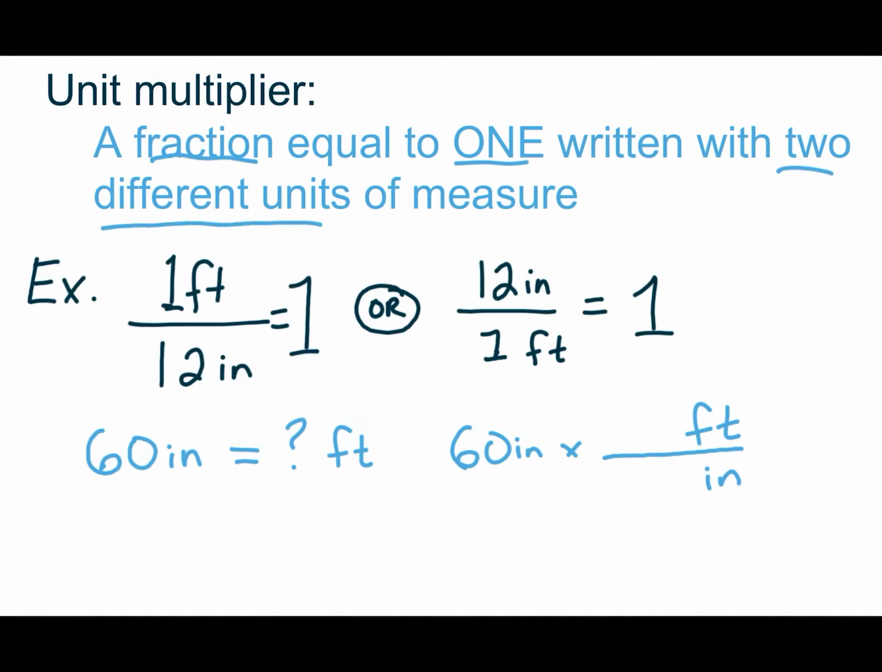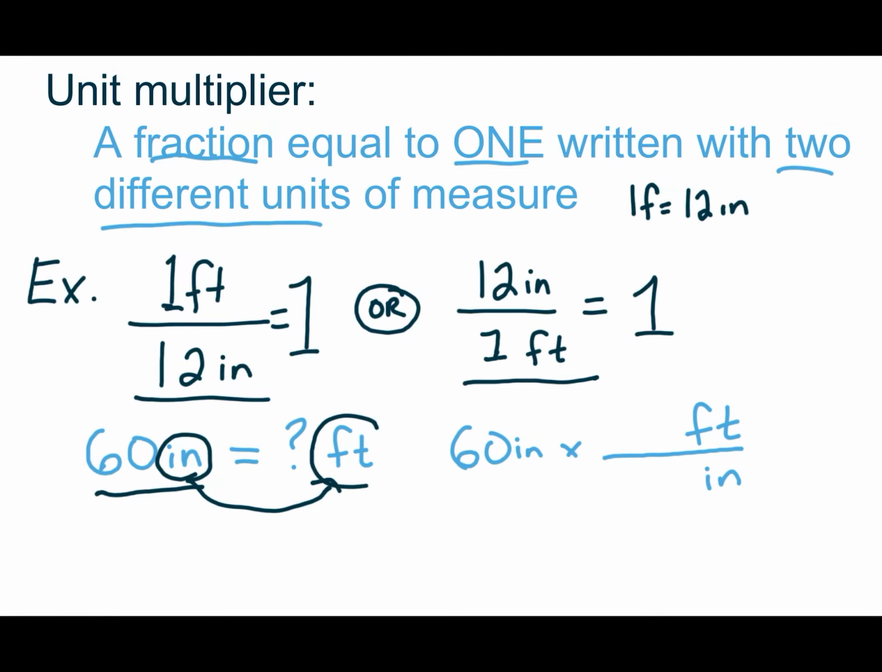I'm going to give you two examples, 1 foot and 12 inches. Because 1 foot equals 12 inches, then we can write this in a fraction that equals 1. 1 foot over 12 inches equals 1 because they're the same. 12 inches over 1 foot also equals 1. So these are two different unit multipliers that we can use with feet and inches. We can use these to convert units from one, this one is inches, into another, feet.